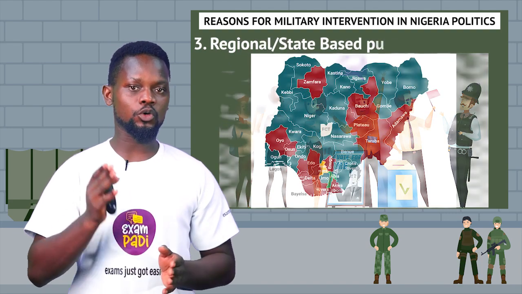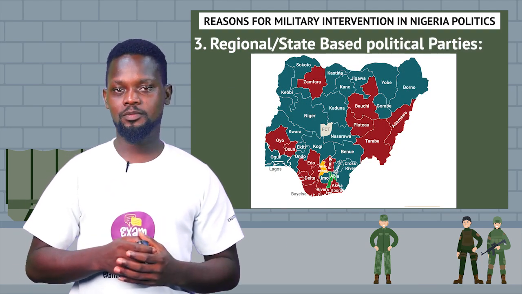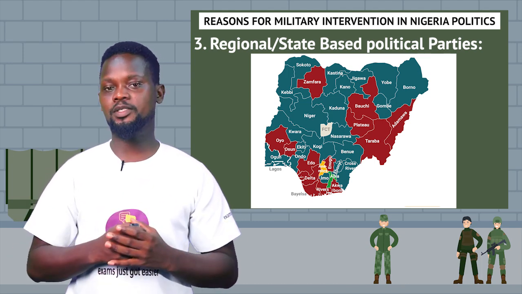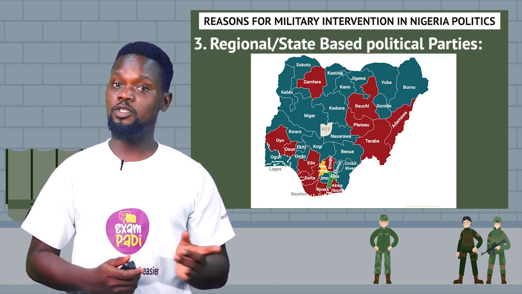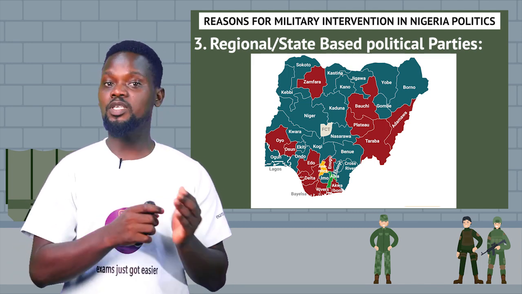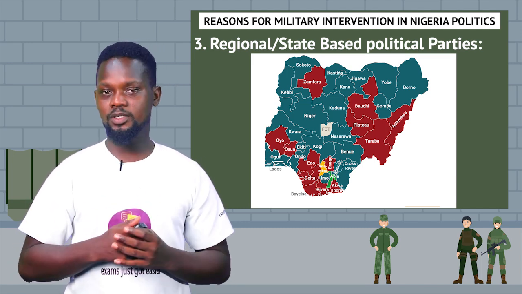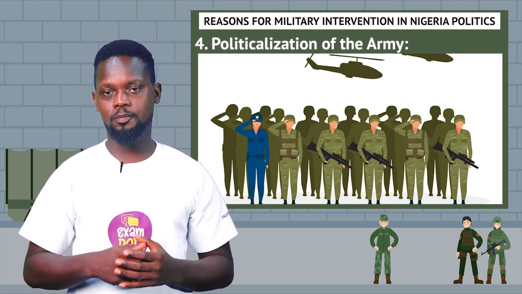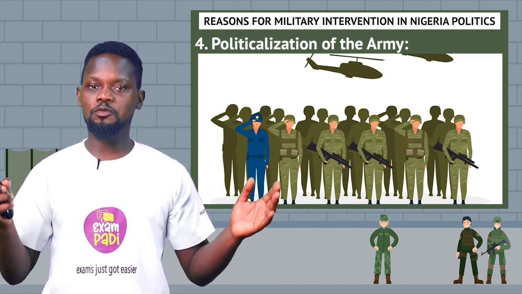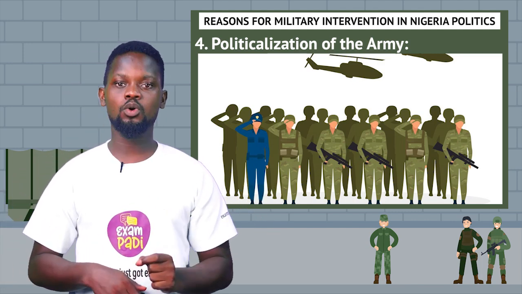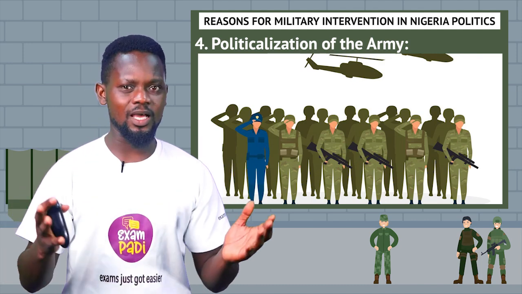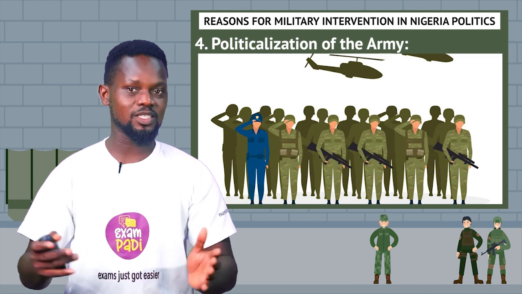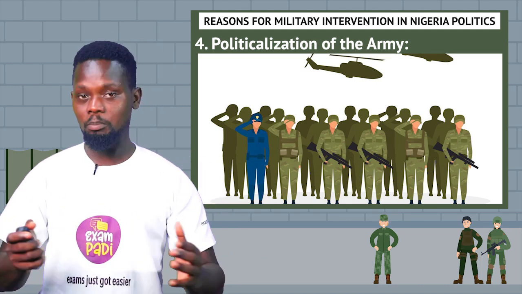3. Regional or state-based political parties. Political parties of the First Republic were all regional political parties. For example, NPC was for the North, NCNC was for the East, and AG was for the West. 4. Politicization of the army. The army of the First Republic maintained a status quo and thereafter became politicized. Appointments and promotions were based on tribal and political sentiments, not on seniority or merit.